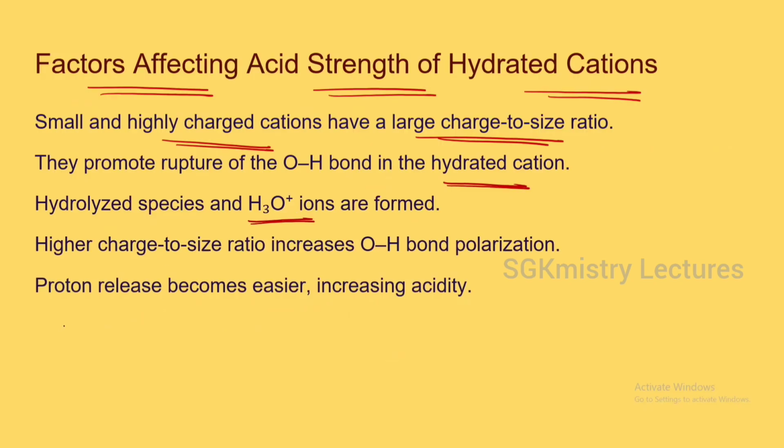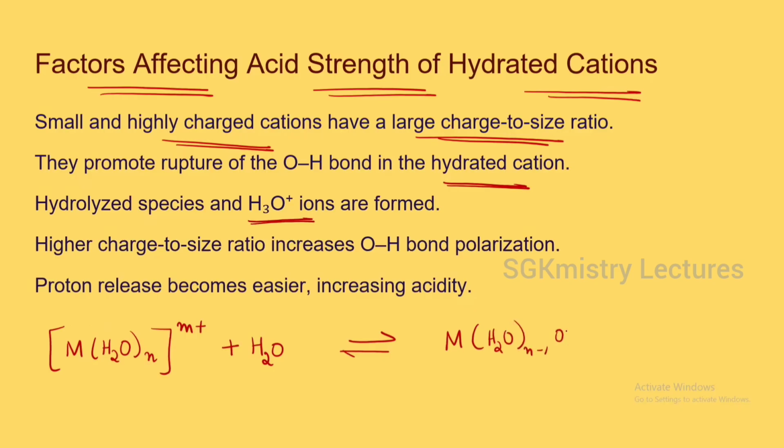So let us look into the equation. So we have M H2O N. So let us take M plus as the charge that is present on this hydrated cation. So this in the presence of water, you're going to get M H2O N minus 1 OH. Here the charge will be now M minus 1 plus charge. Along with that, there is H3O plus that is produced.